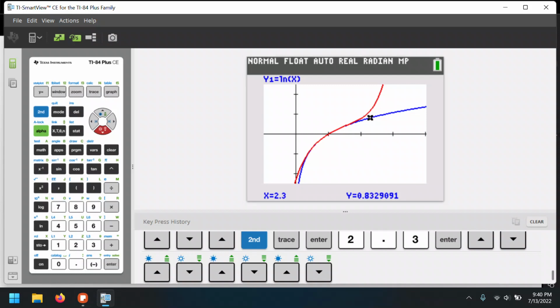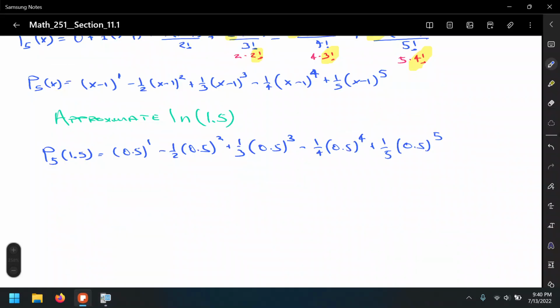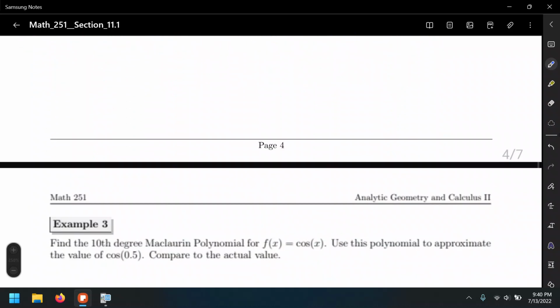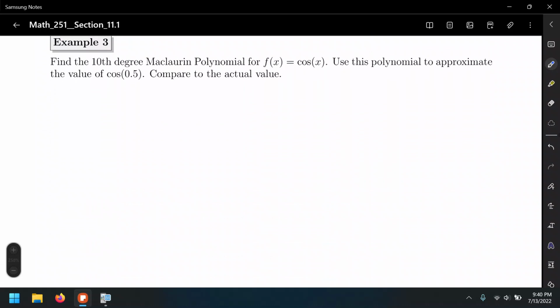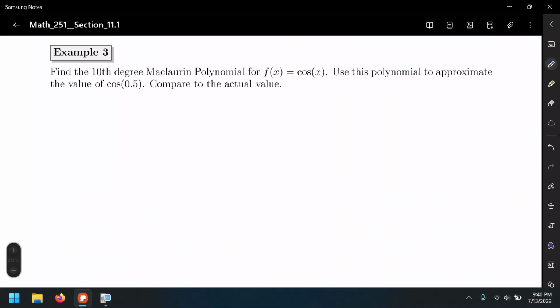Okay. Let's go back and do another example. All right, so let's find the 10th degree Maclaurin polynomial for cosine x, and then use this polynomial to approximate the value of cosine 0.5 and compare to the actual value. But I think I'm going to leave this exercise for the next video.